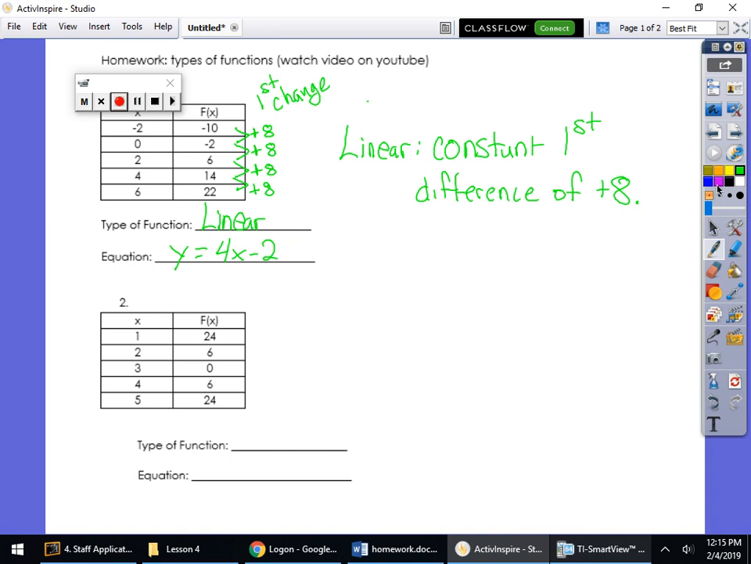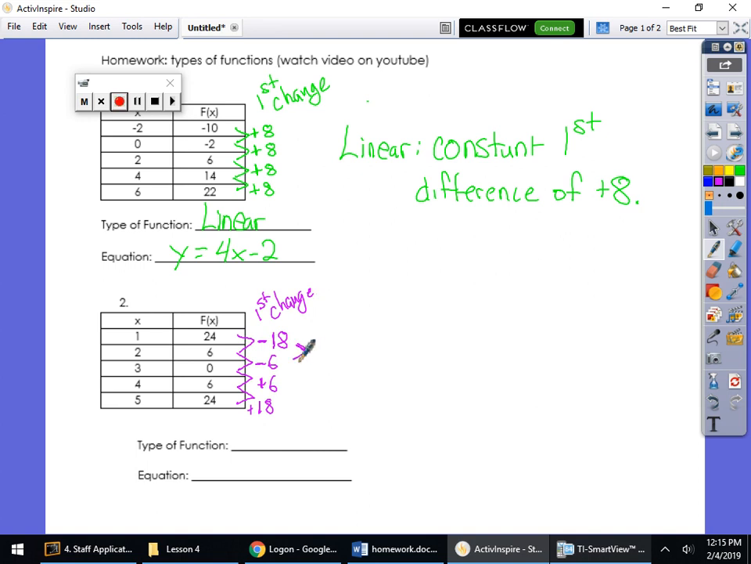For the second function, we have our table. We do the same thing. We look at our change. How do we go from 24 to 6? That's subtracting by 18, so it's going down by 18. From 6 to 0, subtracting by 6. 0 to 6, we're adding by 6. And 6 to 24, we're adding by 18. This is our first change, and we notice some are adding, some are subtracting, they're not the same, so we can check it again.